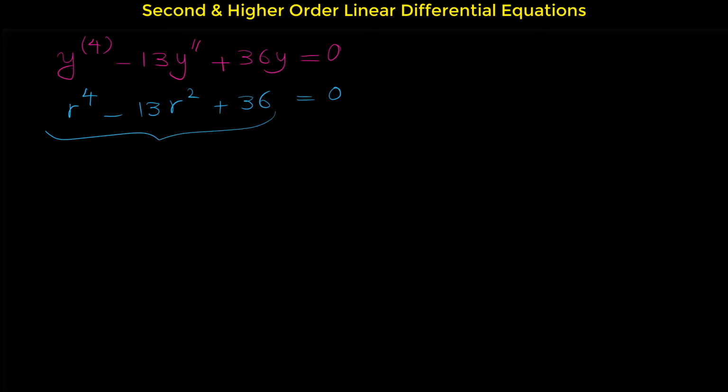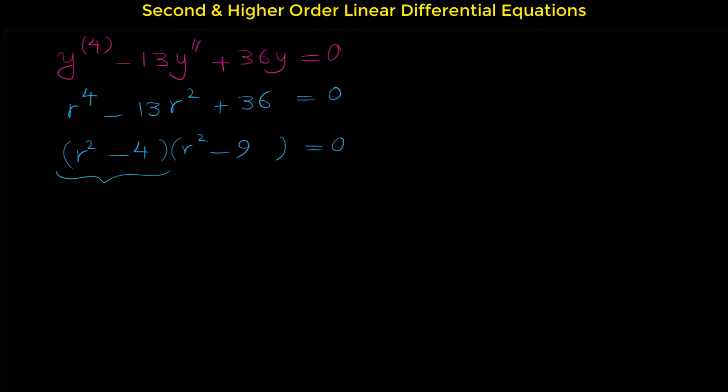Note that we can factor this equation by putting r squared here. Why instead of r we put r squared here? Because we want two terms that when we multiply them get r to the 4. So r squared times r squared works. We are looking for two numbers that multiply to 36 and the sum of them is negative 13. What are those numbers? The product of them is 36 and the sum is negative 13. Those numbers are negative 4 and negative 9.